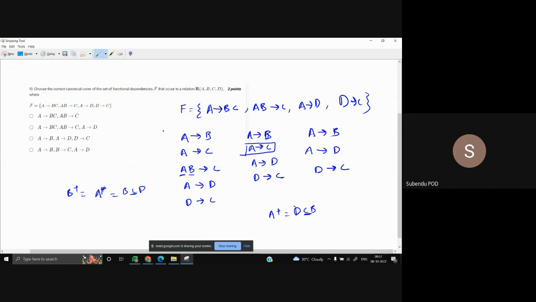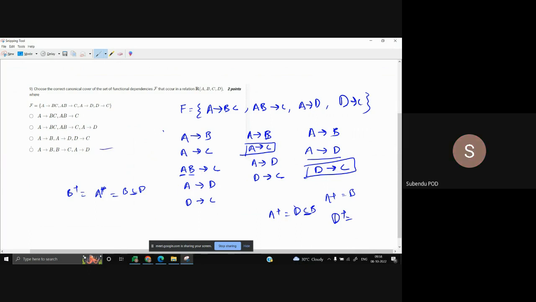Now we have to see whether A determine D is a redundant FD or not. So you have to find the A closure with the help of this functional dependency. What will we get? Only B. So this is not a redundant FD. Then you have to check whether D determine C is a redundant FD or not. So you have to find the D closure. We don't get anything. So this is the canonical cover.